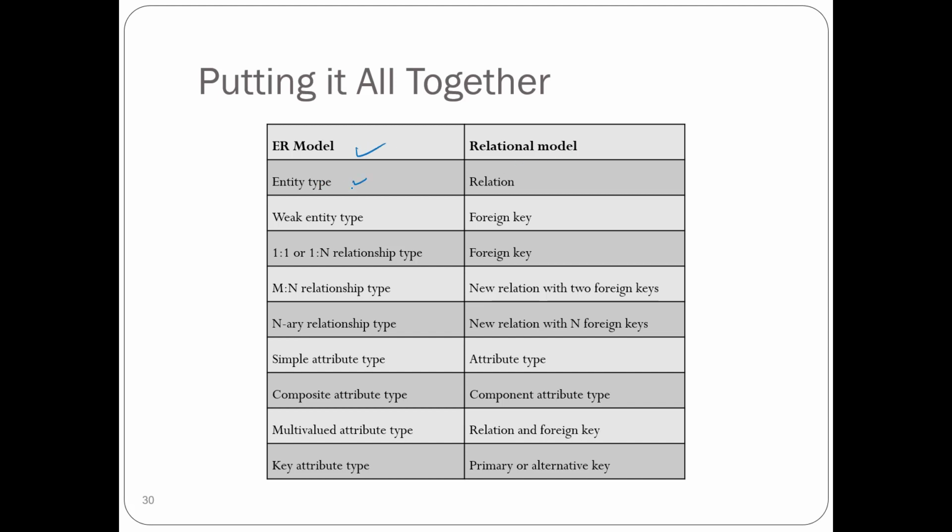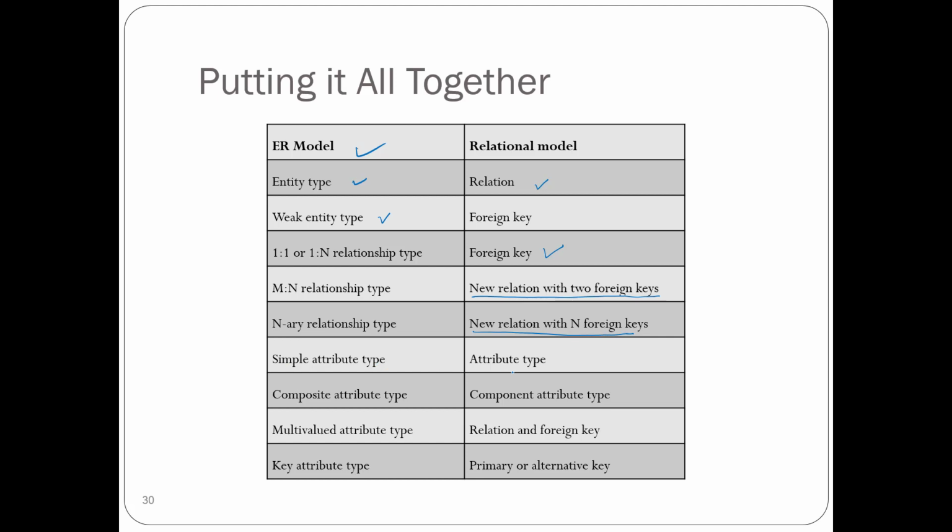Entity type of the ER model is mapped to a relation in the relational model. For weak entity type mapping, we use the foreign key, right? For one-to-one and one-to-n relationship types, we use the concept of foreign key in the mapping. For M to N relationship type, we use a new relation with 2 foreign keys. For n-ary relationship type, we create a new relation with n foreign keys.